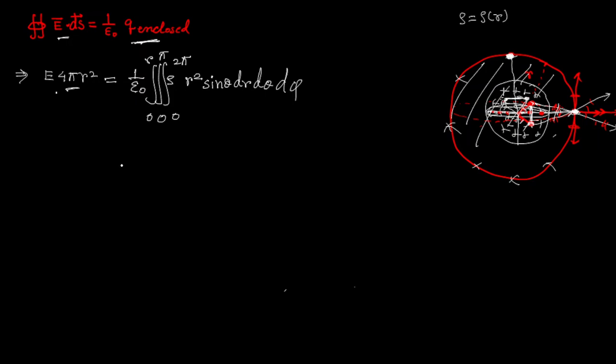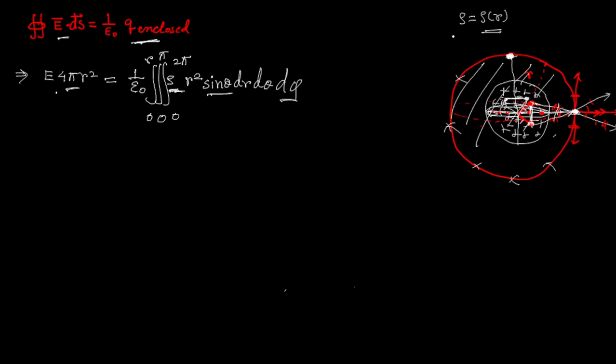But you see, we have to integrate this rho over this volume, and since this charge is spherically symmetric, it will be only a function of r. So for a symmetric charge distribution, in this integration the theta dependent term will always be sine theta d theta, and the phi dependent term will be d phi. There will be no other term associated with theta and phi.